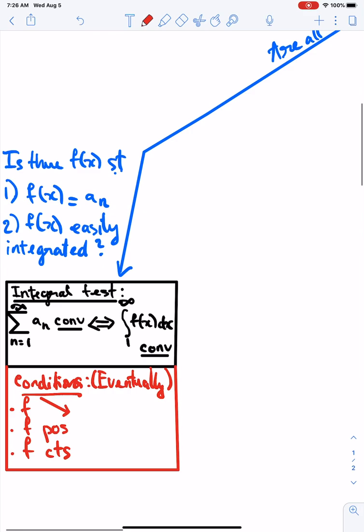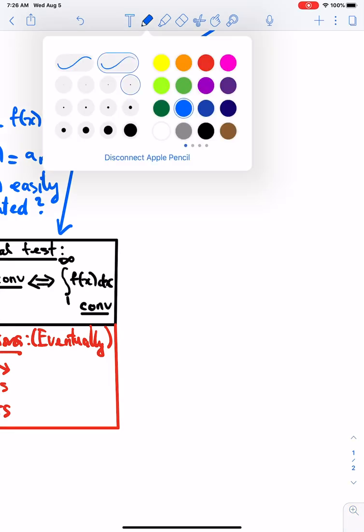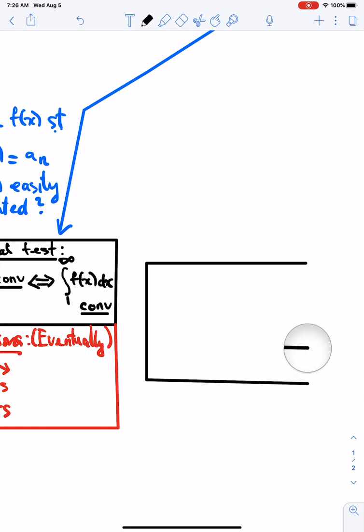Now, what if it's impossible to integrate? What do we do? Well, we have to think of other tests. The next two strategies, which are pretty important, are the comparison tests: the standard comparison test and the limit comparison test. Let me put them side by side.